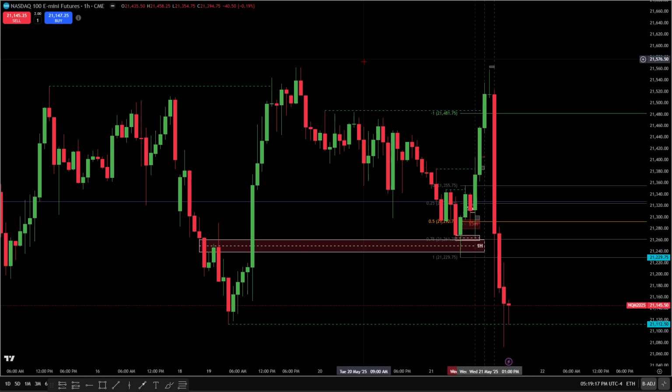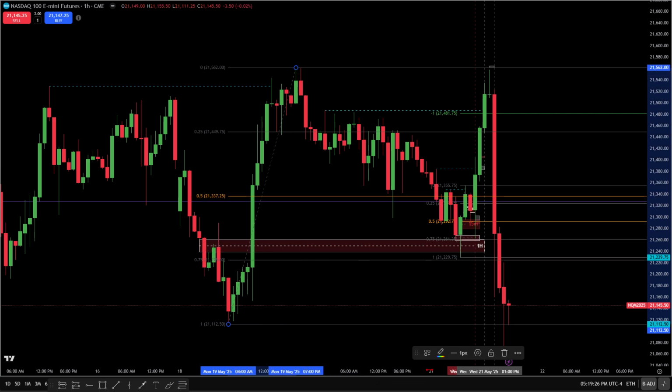you can see that here. We had an expansion, barely swept this high, and it's taken its time coming back, and look how deep we retrace right here.